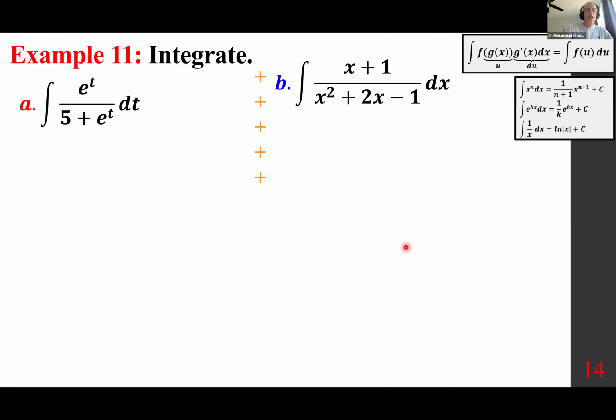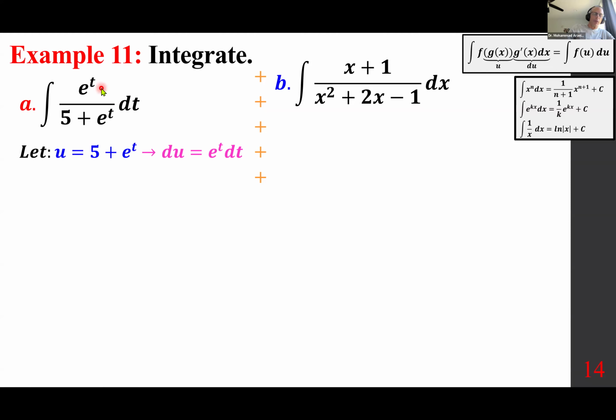We want to integrate, and notice when we have a fractional format, the very first step is to simplify if we can. If there's a common factor, we drop it. When we cannot, the denominator is a choice of u. In this case, u is 5 plus e to the power of t. The derivative is e to the power of t, which makes du e to the power of t dt.